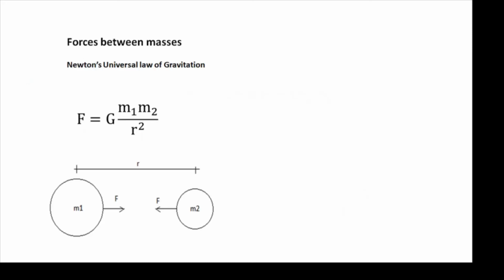Forces between masses. This is Newton's universal law of gravitation. All masses attract each other with a force which is proportional to the product of their masses and inversely proportional to the square of their separation. But easier to write it mathematically, F equals big G m1 m2 over r squared. r is from center to center. Worth pointing out that from Newton's third law, the two forces are equal and opposite.